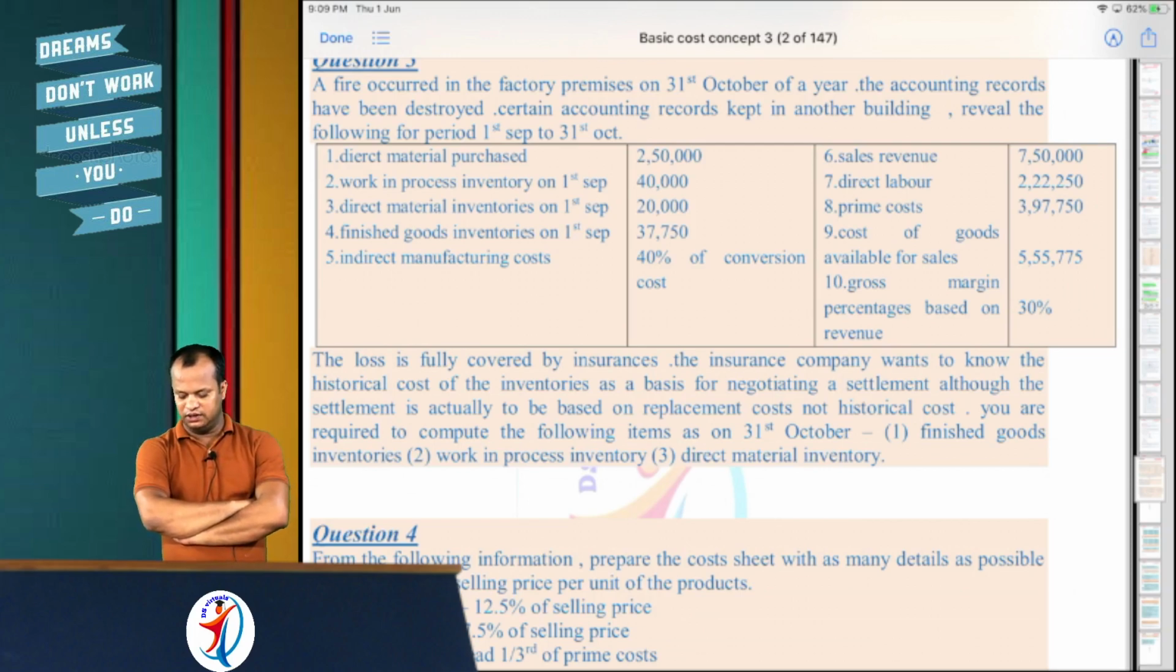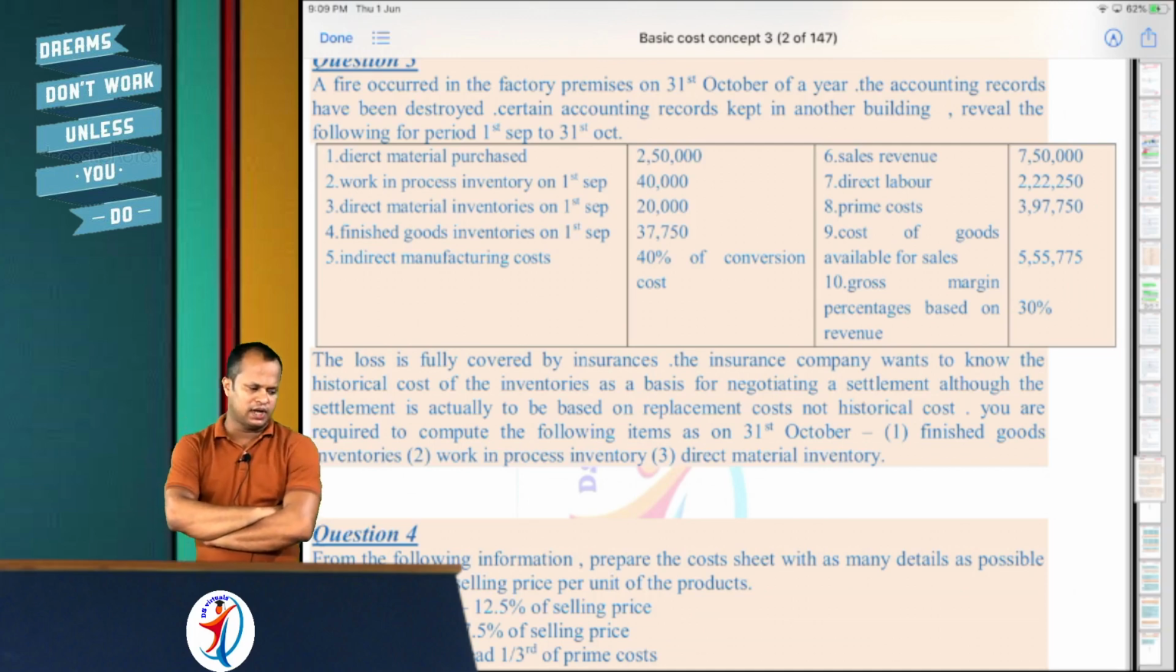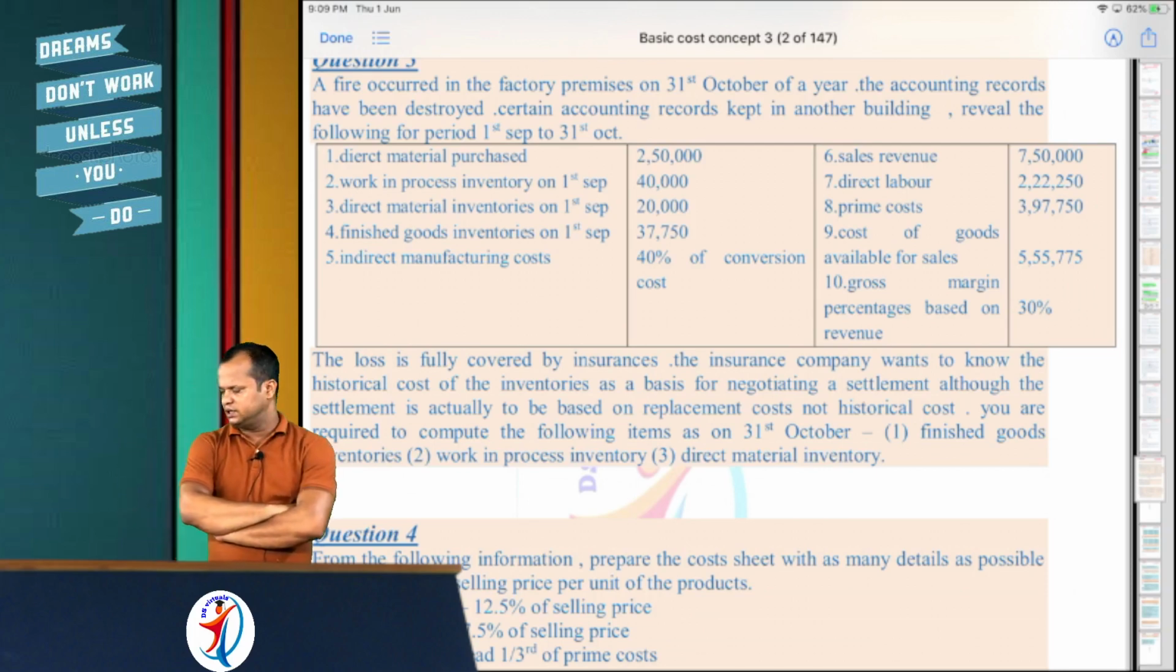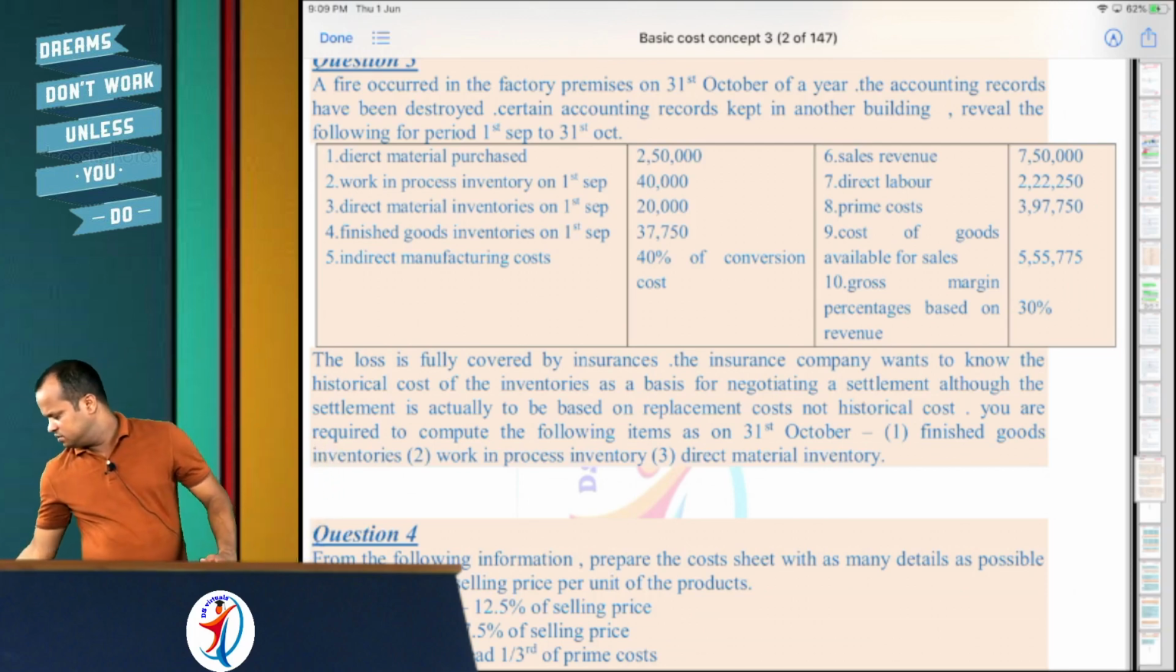Gross margin percentage based on revenue. This is percentage of profit. Margin percentage based on revenue. Revenue means sales. So when we express profit as a percentage on sales, it is called profit percentage. When we express profit as a percentage of cost, it is called markup or cost percentage.